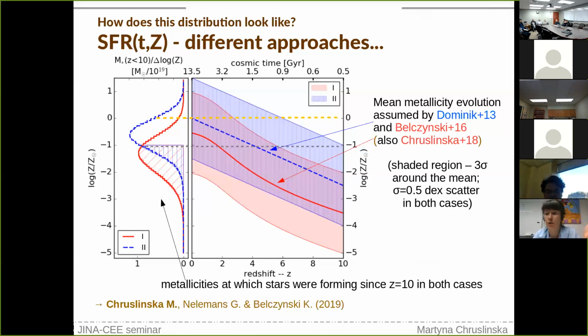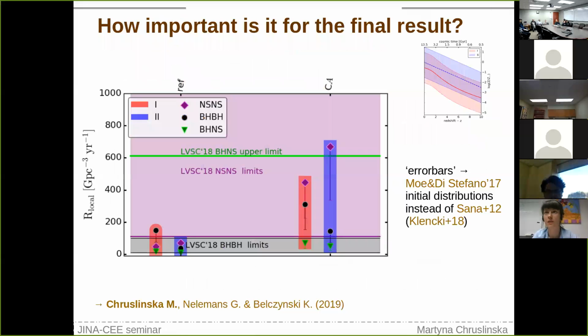So how would going from the red universe to the blue one affect the rate estimates? You can see that here. Let me spend a moment describing this figure to make it more familiar, because there are many things here. On the vertical axis, again, there is the local merger rate density. And there are two sets of points, which correspond to two different models, so assumptions about the evolution.